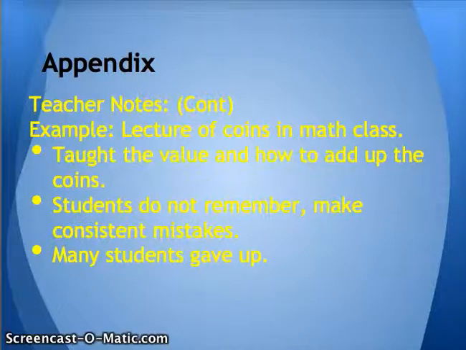In a recent lesson, I taught them the values of different coins and how to add up the value of several different coins together. The whole class was not able to remember which coins have what values and make consistent mistakes in adding the values up. Many students gave up on the homework assignment after only doing a couple of problems. I am at a loss trying to figure out what to do. Nothing I have done works.